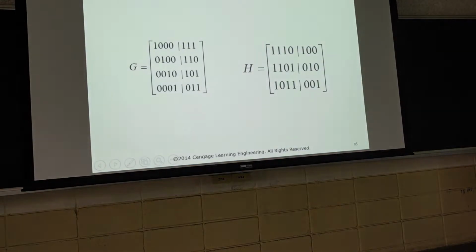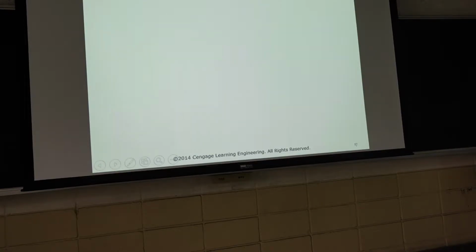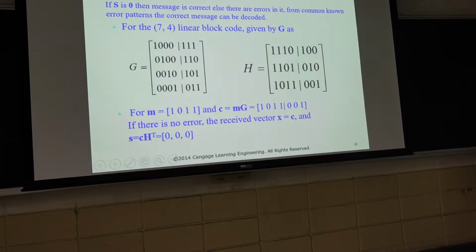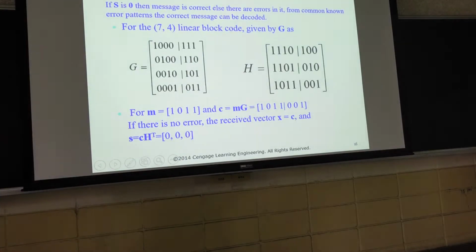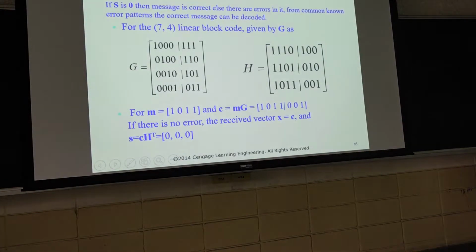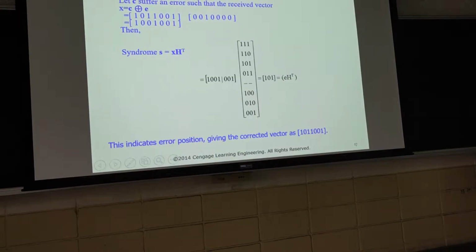This is the previous example with a G and H. If we don't have an error, then we will have a zero vector, which lets us know there is no problem at all. If we have an error here, then we can find a non-zero vector, and this serves as a syndrome. We can find it, and then no problem.